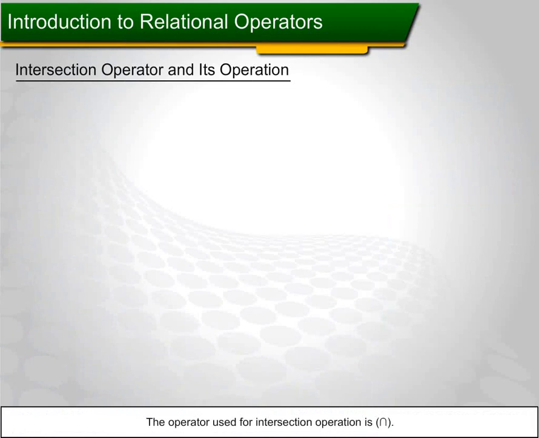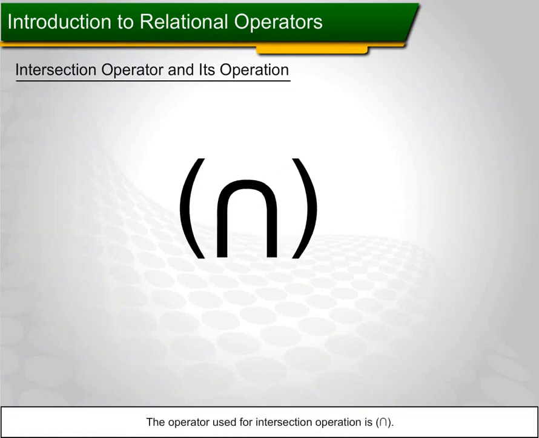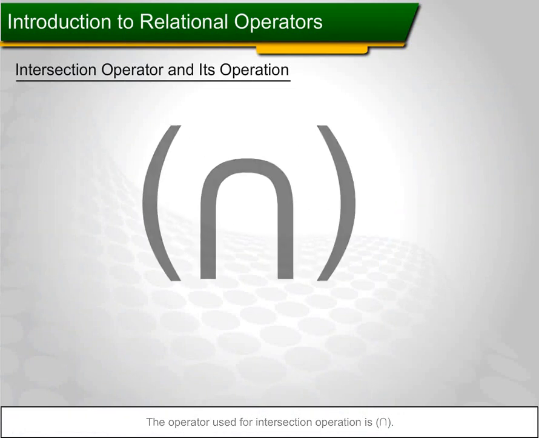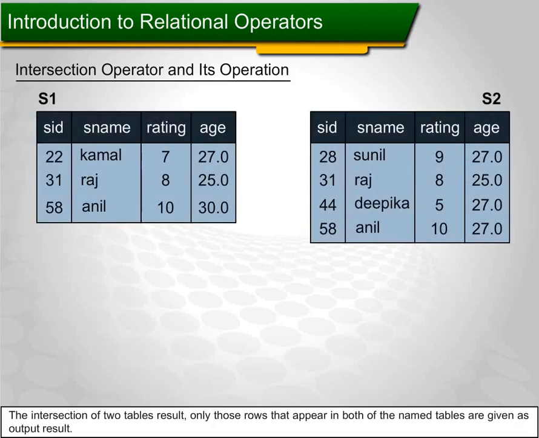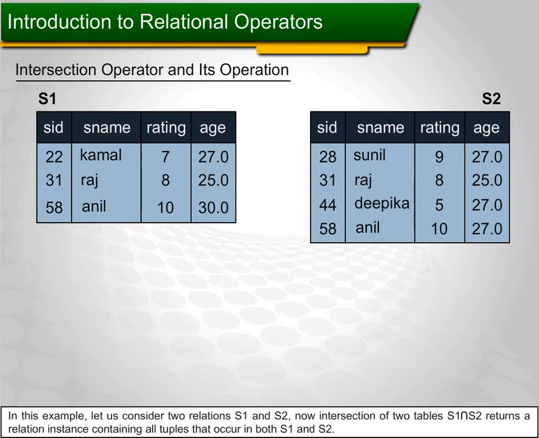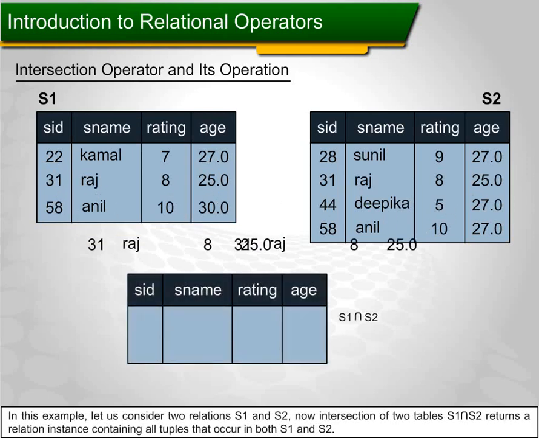Intersection operator and its operation. The operator used for intersection operation is intersection. The intersection of two tables results in only those rows that appear in both of the named tables being given as output. In this example, let us consider two relations S1 and S2. Now, the intersection of two tables, S1 intersection S2, returns a relation instance containing all tuples that occur in both S1 and S2.